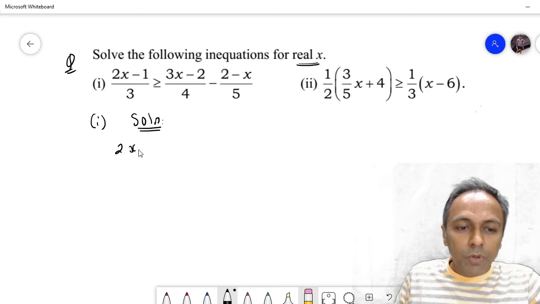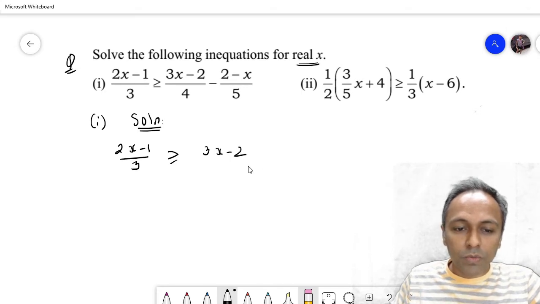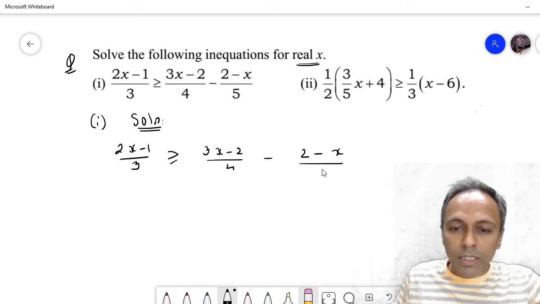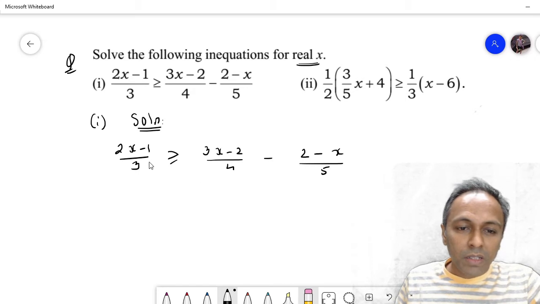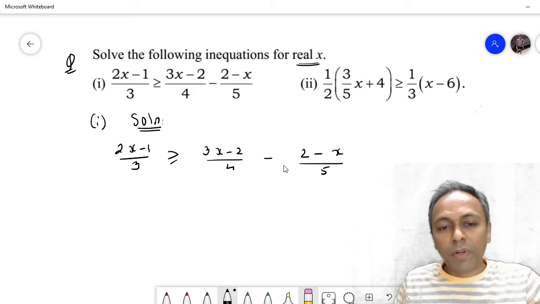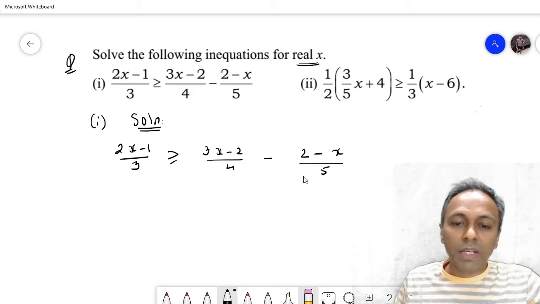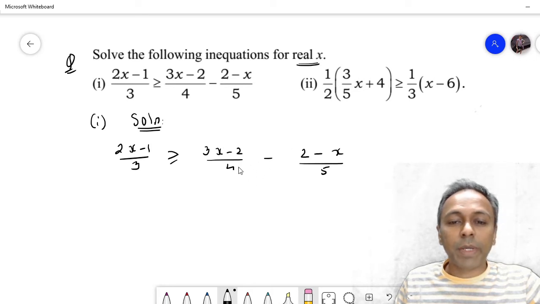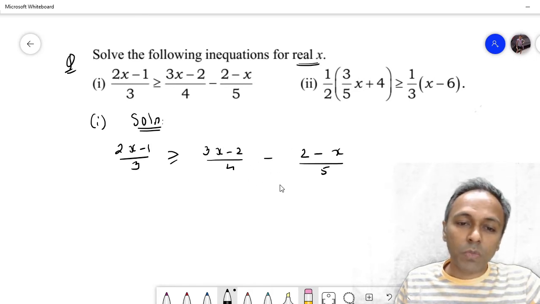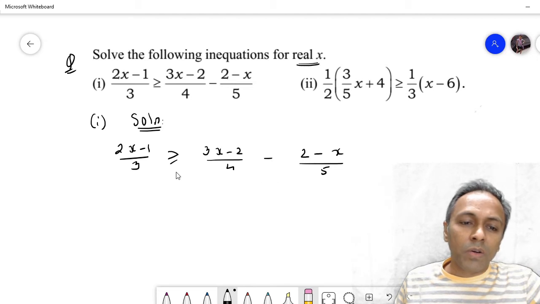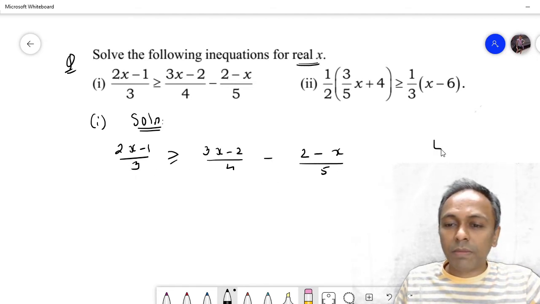2x minus 1 upon 3 is greater than or equal to 3x minus 2 upon 4 minus 2 minus x upon 5. There are different ways to tackle this. Like first we can resolve the right hand side by cross multiplying, or LCM बोल दो, or else we can take the entire denominator के तीनों term के LCM.